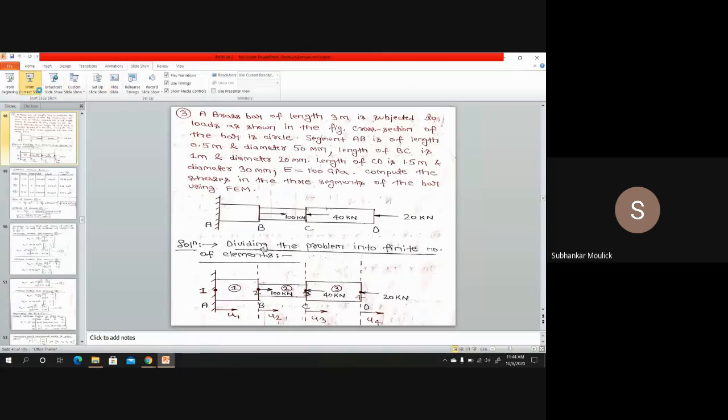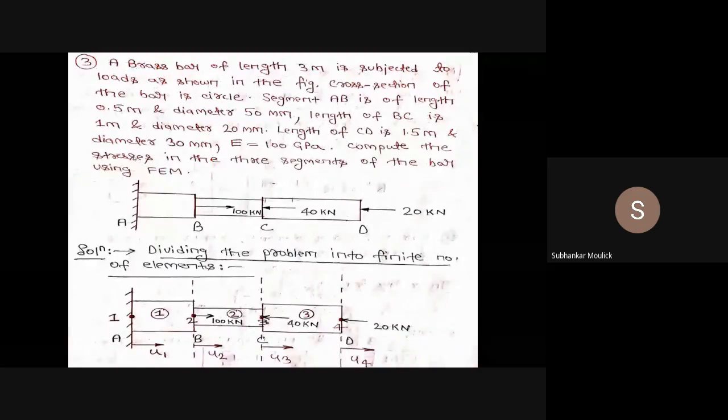Okay, so let us read the problem. The problem is a brass bar of length 3 meter. That means the entire length of the bar is 3 meters. Starting from A till point D, the entire bar is made up of brass whose length is 3 meter. It is subjected to loads as shown in the figure. That means the brass bar is divided into three.